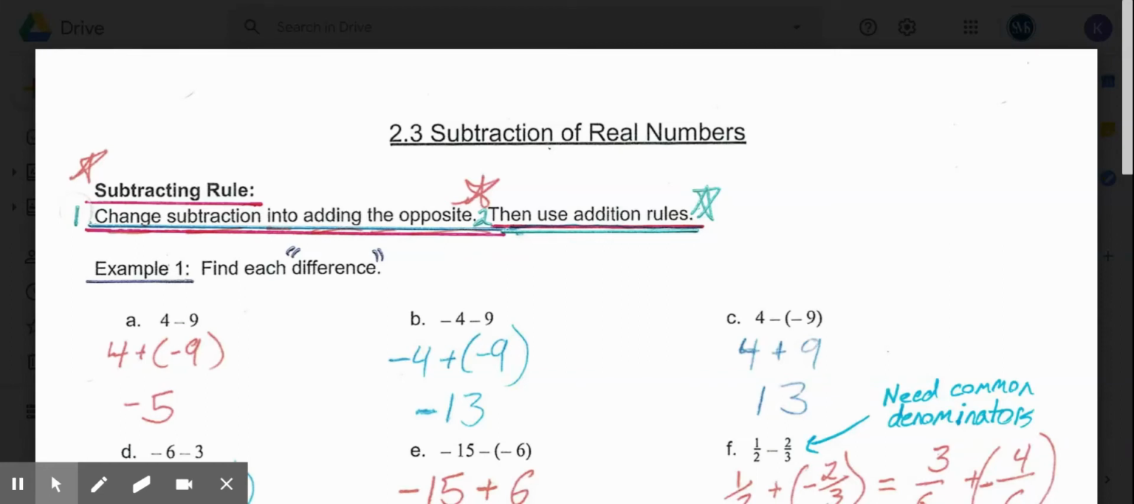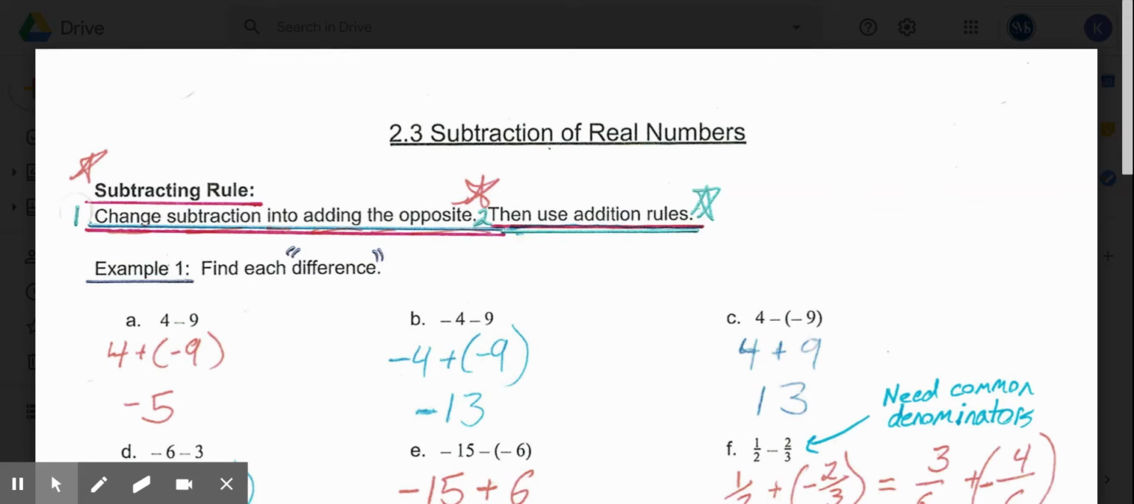Hi, and welcome to Chapter 2, Lesson 3, the subtraction of real numbers. So, last lesson, we looked at the addition of real numbers. And now, this lesson, obviously, we are looking at the inverse operation, subtraction of real numbers.